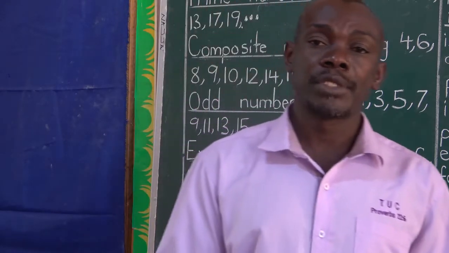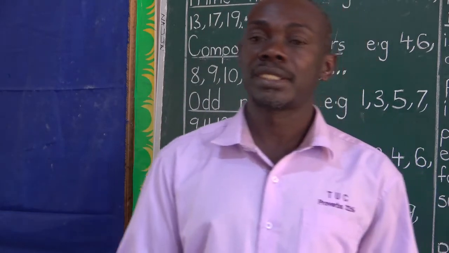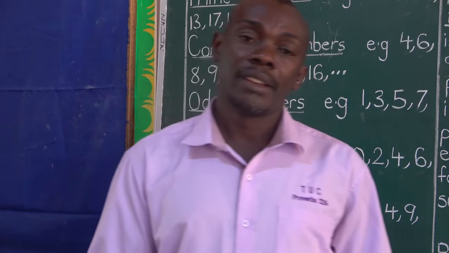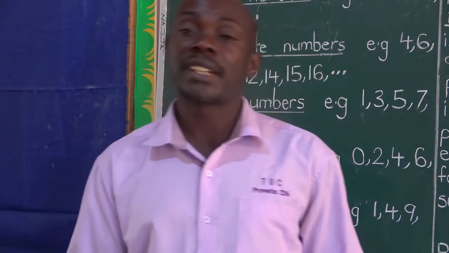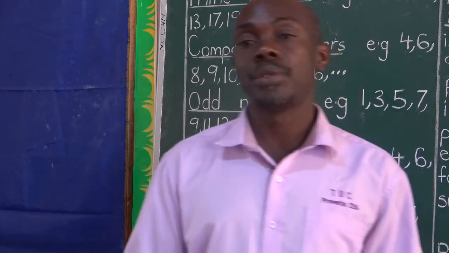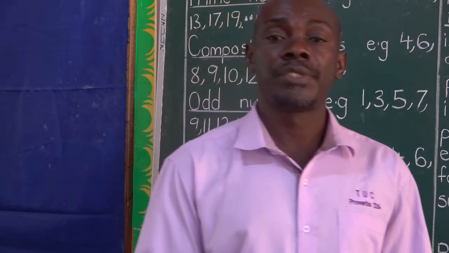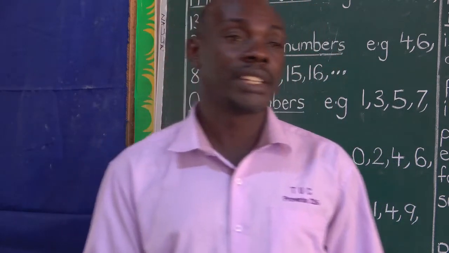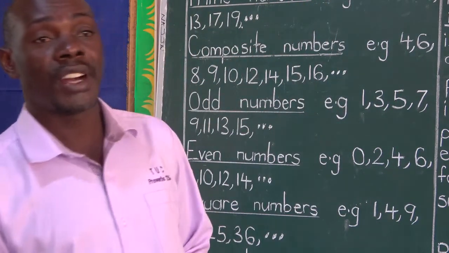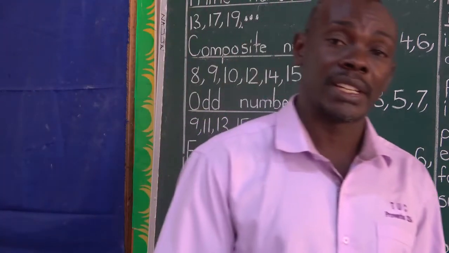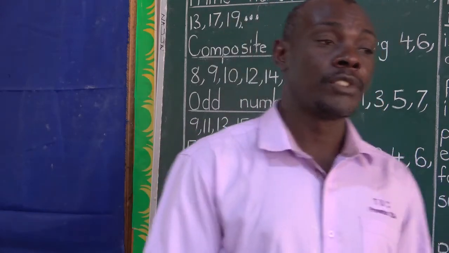Then the fourth square, 4 times 4, 16. The fifth, 5 times 5, 25. The sixth, 6 times 6, 36. You must know your tables. 7 times 7 is 49. 8 times 8 is 64. 9 times 9, you get 81. Then 10 times 10, you get 100. So you must at least know the first 12, or the first dozen, of squares. 11 times 11, you get 121. Then 12 times 12, you get 144.